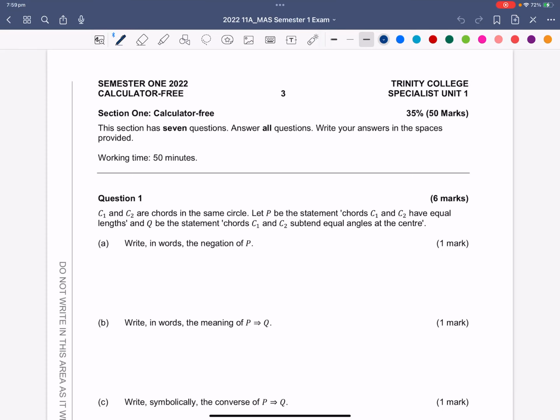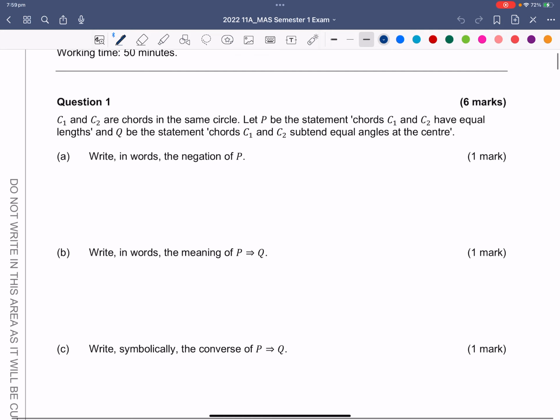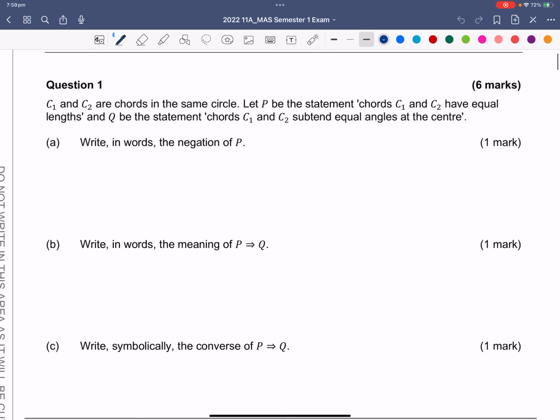Okay, we're going to do a semester 1 exam, starting off with the calculator free. Question 1. C1 and C2 are chords in the same circle. Let P be the statement that chords C1 and C2 have equal lengths, and Q be the statement that chords C1 and C2 subtend equal angles at the center. Write in words the negation of P.